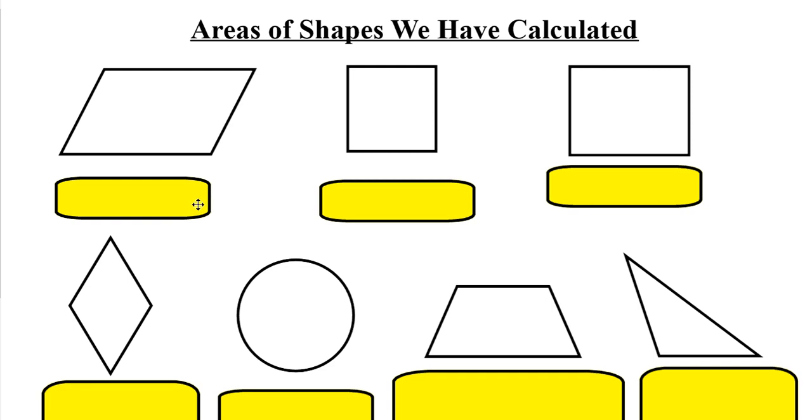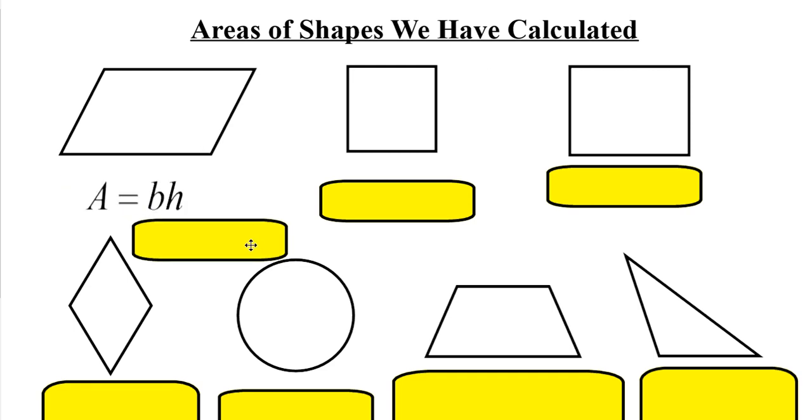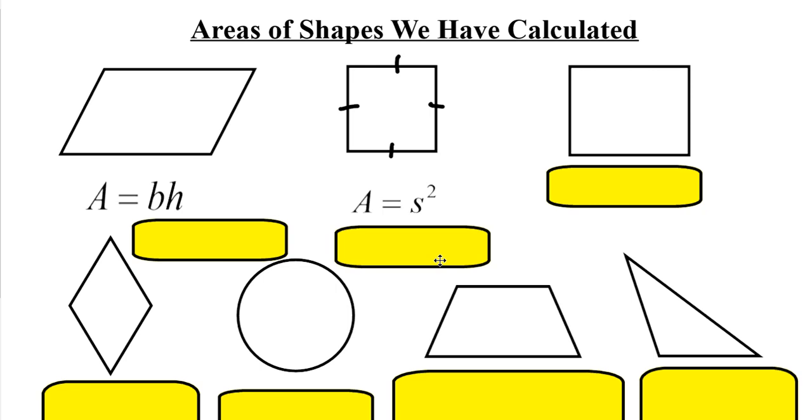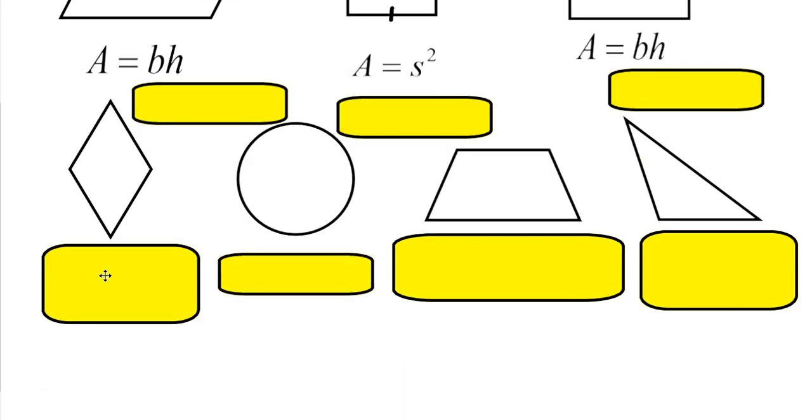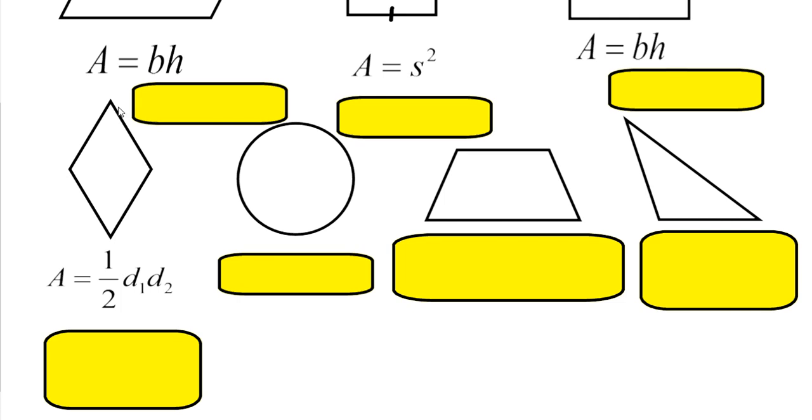We have found that the area of a parallelogram is base times height. We have found that the area of a square, this really should be marked with equal sides, so they should be marking it like this to show that all sides of those are equal. Area of a square is s squared. The area of a rectangle is base times height. The area of a kite is 1/2 the product of its diagonals, diagonal 1 times diagonal 2.